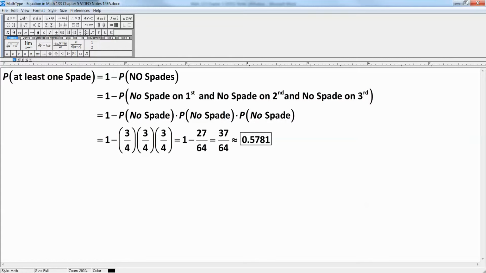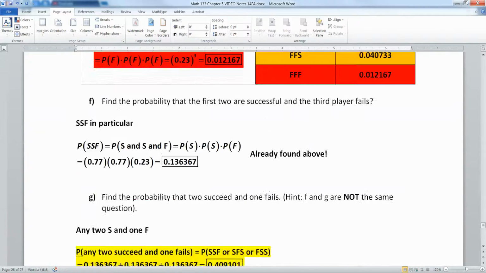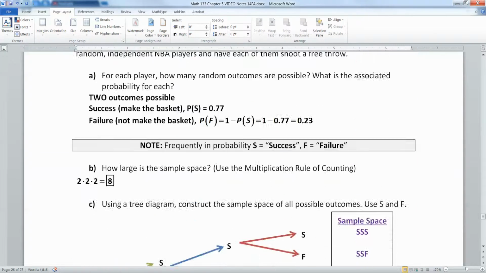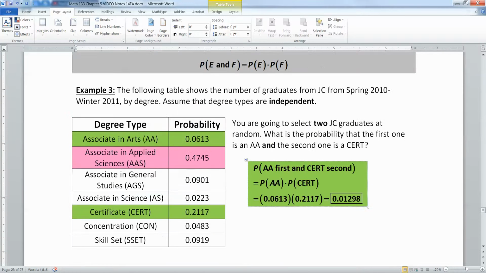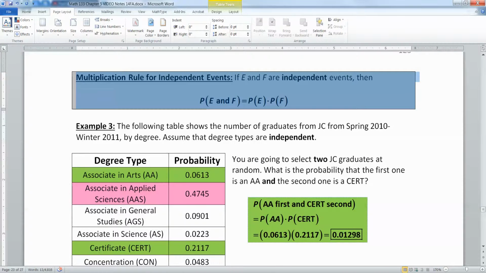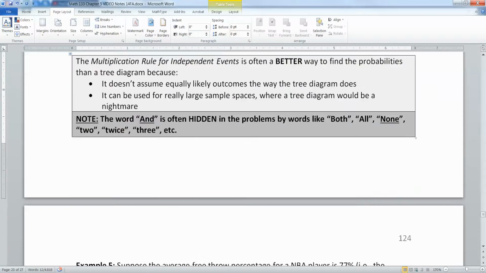So do you see how this "and" is kind of hidden in there? Remember I told you earlier, a couple pages ago, that "and" hides in unusual places. See this word "none" right here? When you want none, what you're really doing is an "and" problem. And that means you're going to use the multiplication rule that we learned right here on this page. So I want none of them to be spades.